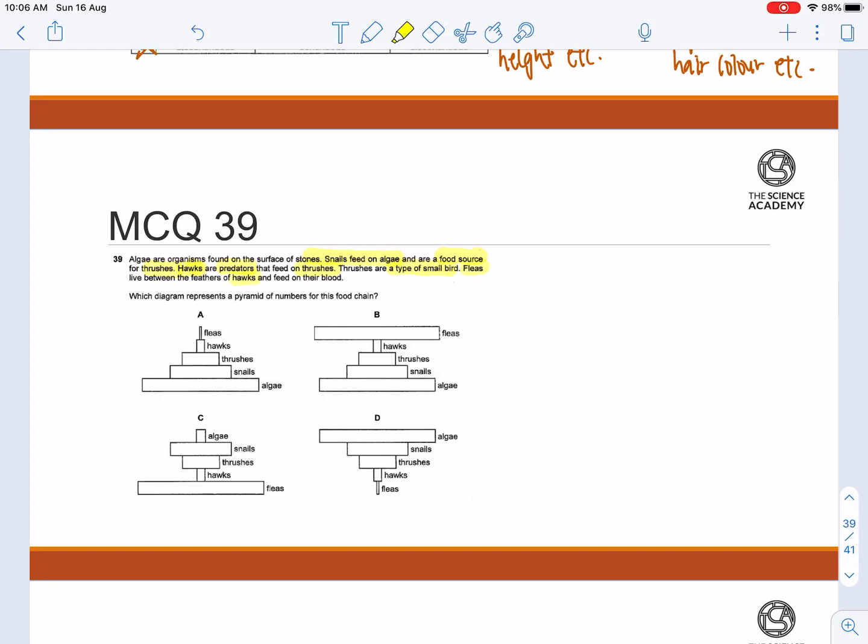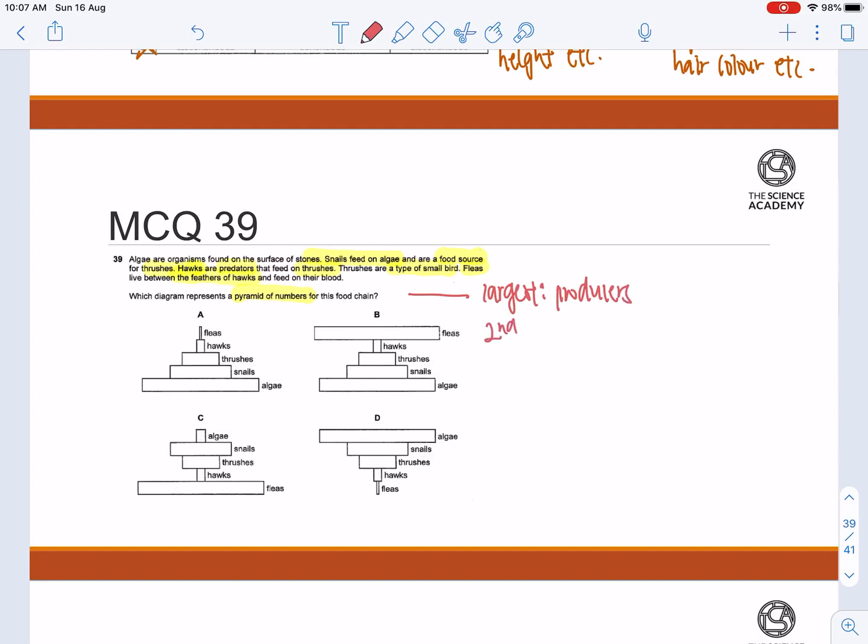So essentially, which diagram represents the pyramid of numbers for this food chain? Whenever we talk about a food chain, we should know that the producers will be the ones that contain the most numbers. There will be the most producers in the food chain, so the largest will be the producers.